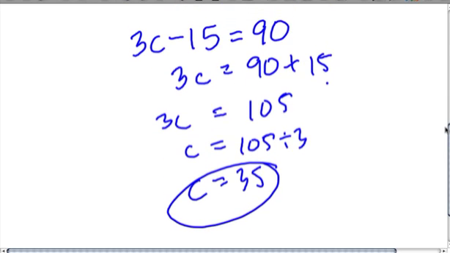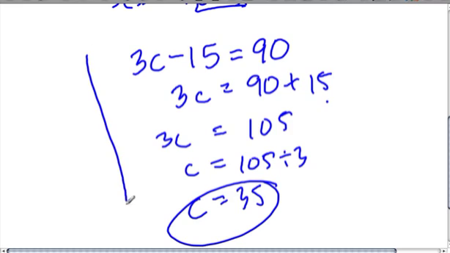Here we're solving for an unknown, and we're using inverse operations to go through the process, something that we'll cover in other videos. But to recap, we were subtracting 15. To go to the next step, we added 15. We are multiplying by 3. To go to the next step, we divided by 3, and that will give us our answer. And it will work every time.